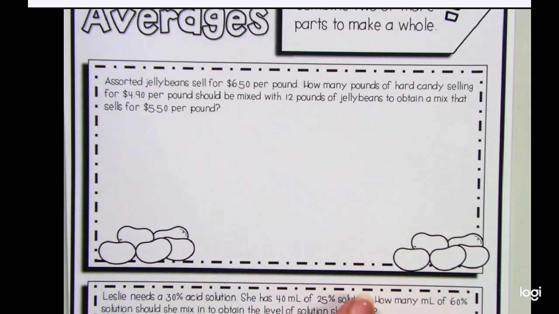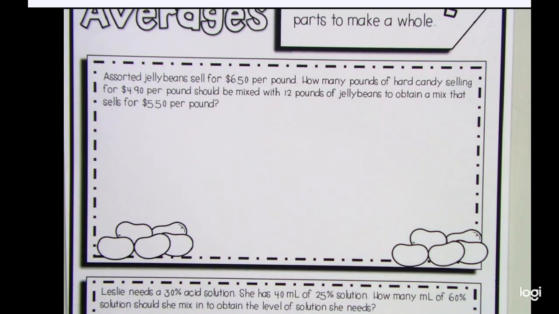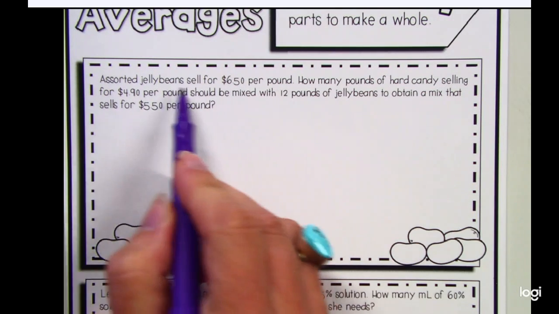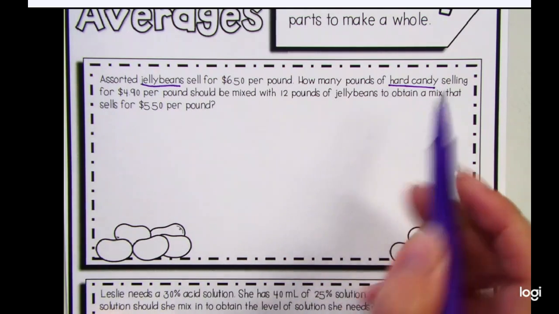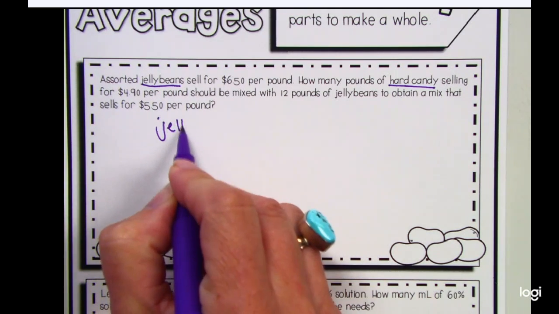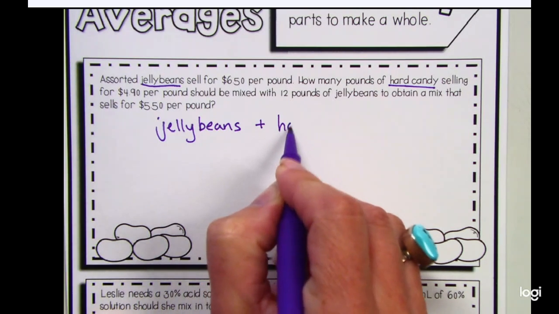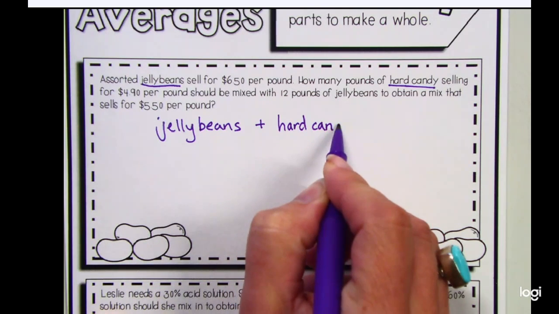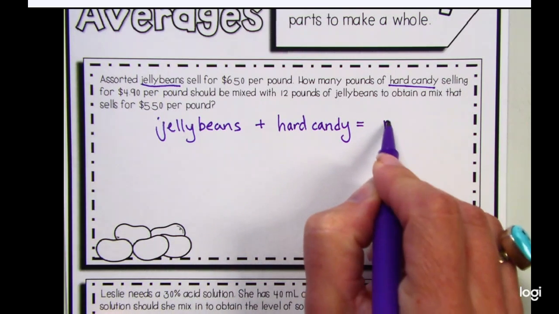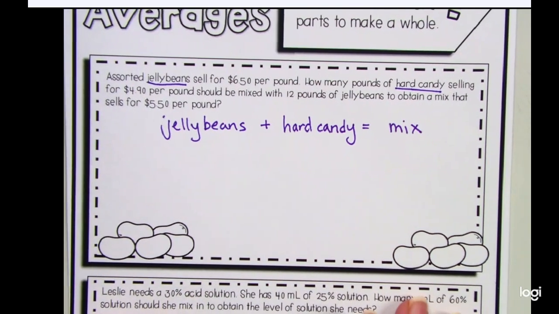So tell me, in this first story problem, what are we mixing together? Hey, thanks for the answer. We've got jelly beans and hard candy. So we are mixing together jelly beans, and we're adding hard candy to it, and that will give us our mix, or our assortment.